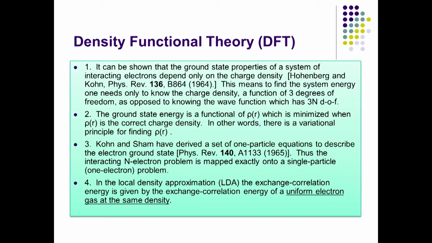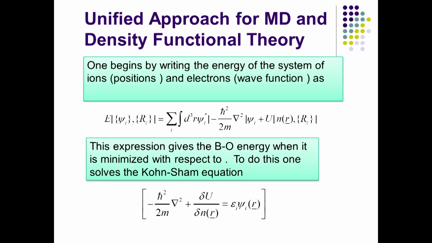Now, finally, the local density approximation, which is the last approximation here, says that the exchange correlation energy is given by the exchange correlation energy of a uniform electron gas at the same density. So, we are also making an approximation, a local density approximation, that there is a uniform local density and the same density exists. Now, instead of varying density all over the place, you are able to come up with different kinds of densities. So, now let me move forward on how we do this approach. A unified approach for molecular dynamics and density functional theory can come out of these 4 approximations and 4 postulates.